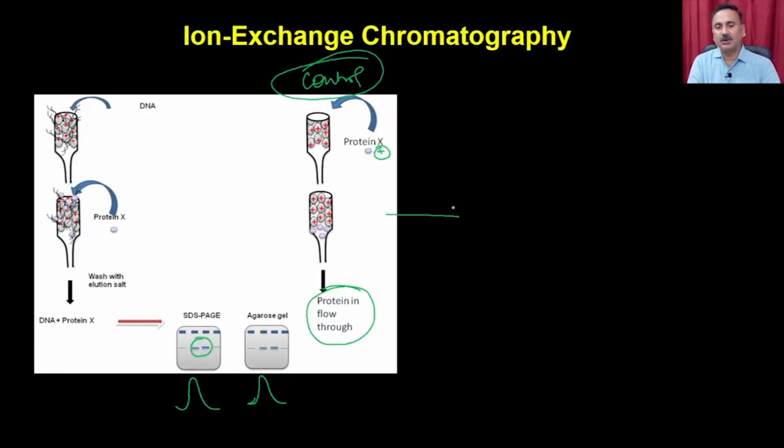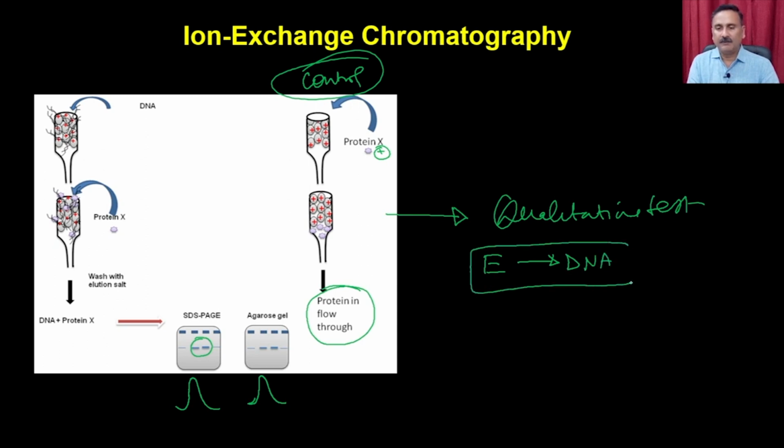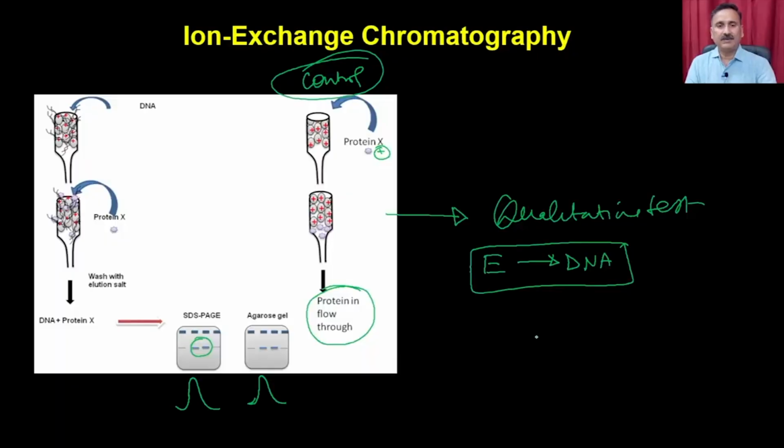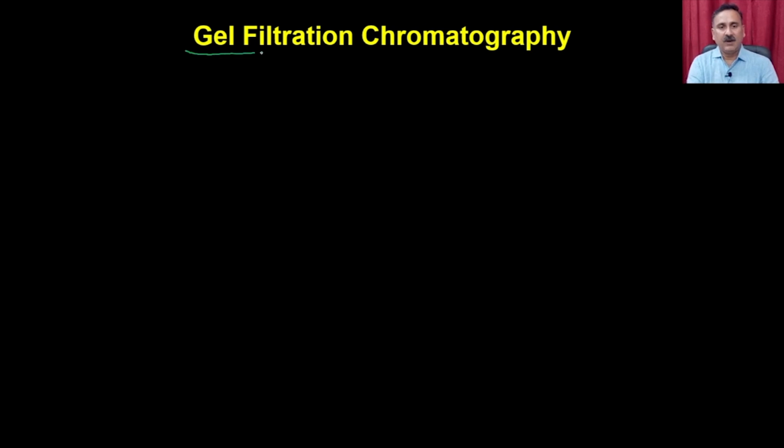And that's how you are going to get a qualitative test of whether this particular enzyme is interacting with the DNA or not. Once you are done with this, you can use more sophisticated techniques to measure other kinetic parameters, and other affinity parameters.